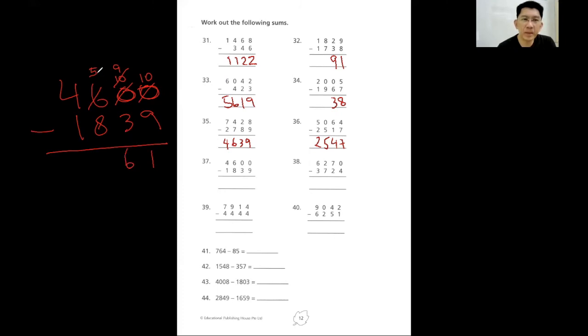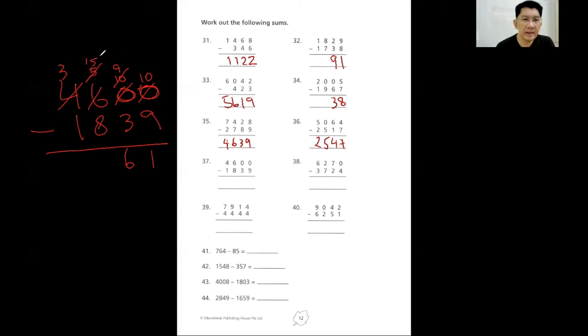Okay. Moving on to the next group, 5 minus 8. Small number minus big number. No, I can't do that. Okay, we have to borrow from 4. If you take 1 from 4, that leaves only 3 here. That means 5 gets 10. So 5 plus 10 is 15.